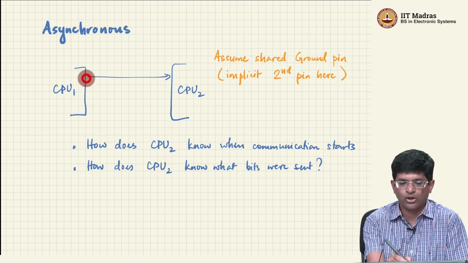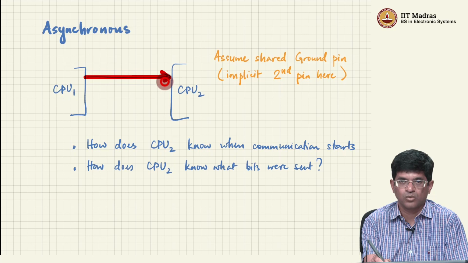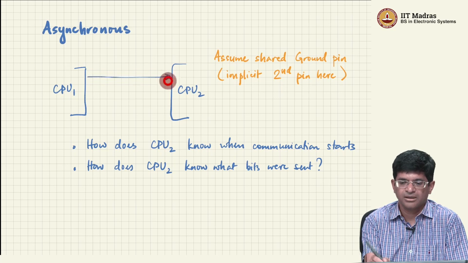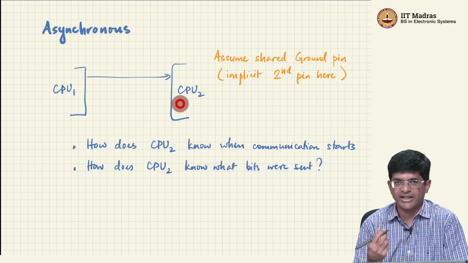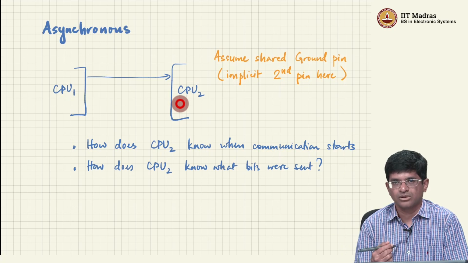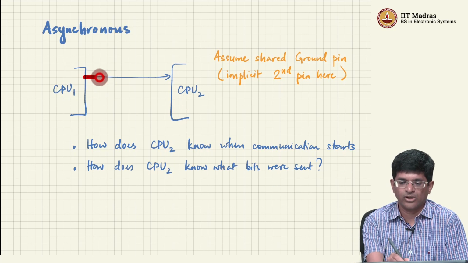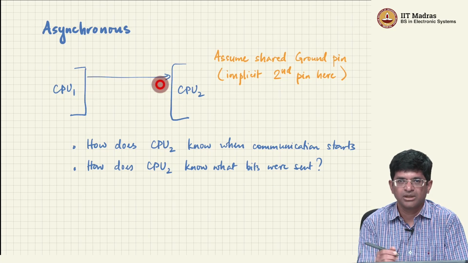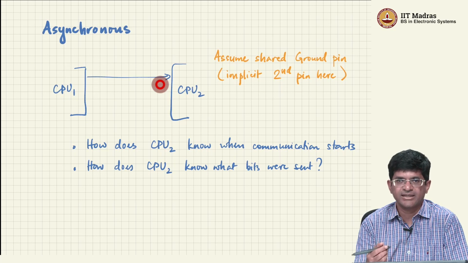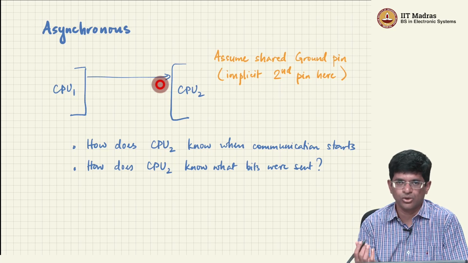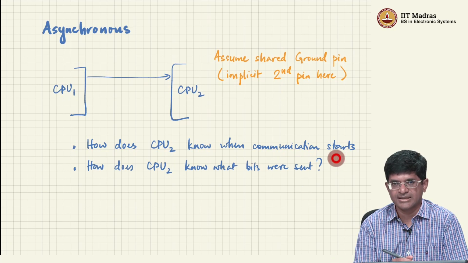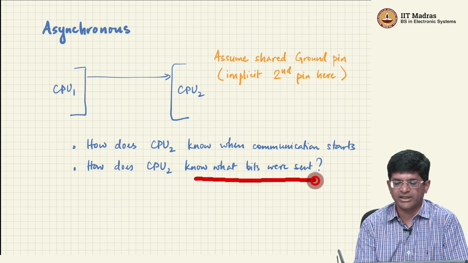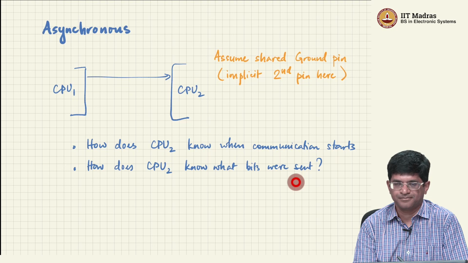In particular, if I always held this voltage as 1 volt or VDD, am I supposed to interpret that as CPU 1 continuously trying to send me the data 1111, or is it just not sending anything? On the other hand, if I always hold this at 0 ground, then is it sending the data 0000 or is it just not doing anything? So there has to be some way to indicate when a communication starts and also what were actually the bits that need to be sent.